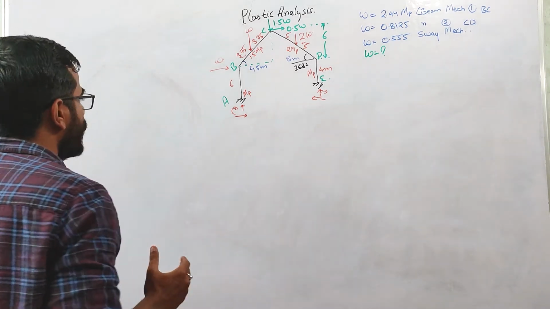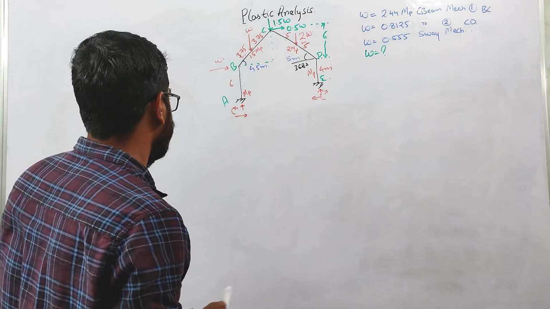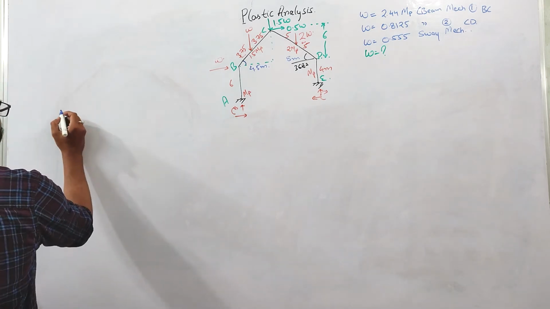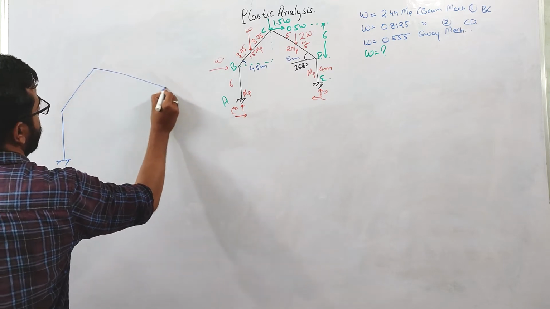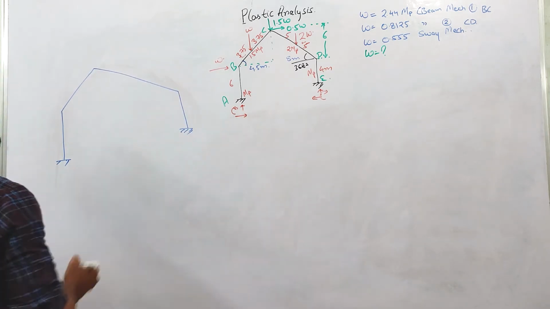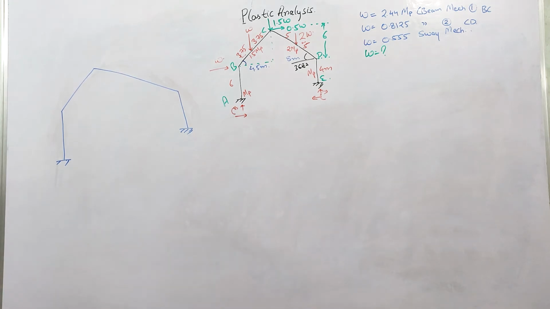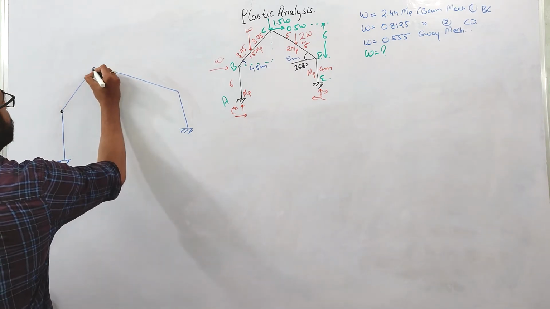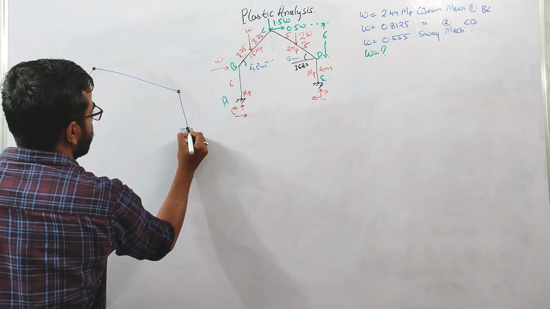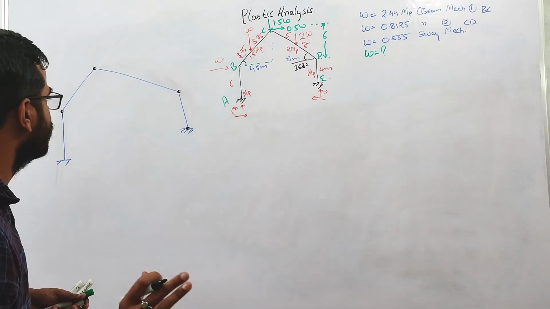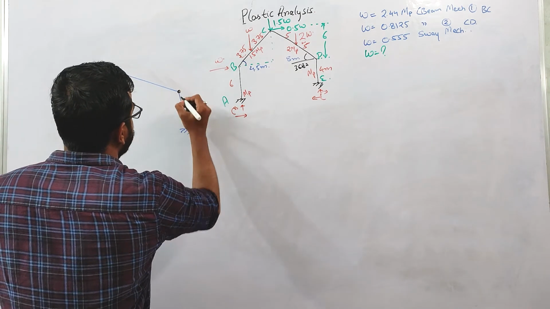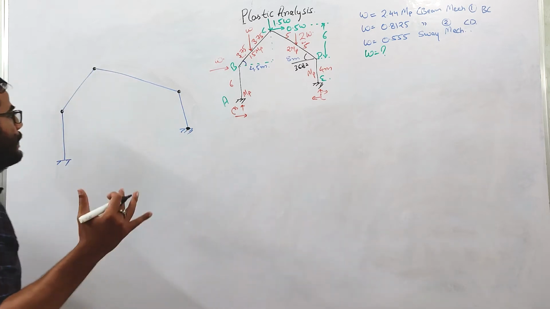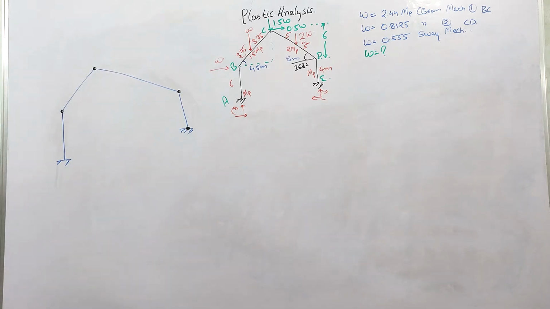So guys, now we are going to calculate the collapse load for the Gable mechanism. So let us draw our frame. This is our frame, right? And we have discussed that the plastic hinges are forming at this B point, this C point, this D point, and this E point. For the Gable mechanism, 4 hinges are sufficient. There is no need for a hinge to form at this A point. So 4 hinges are sufficient to form the Gable mechanism.